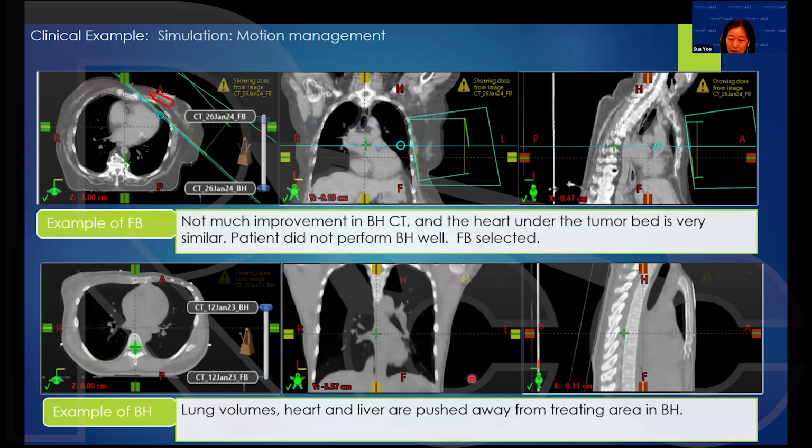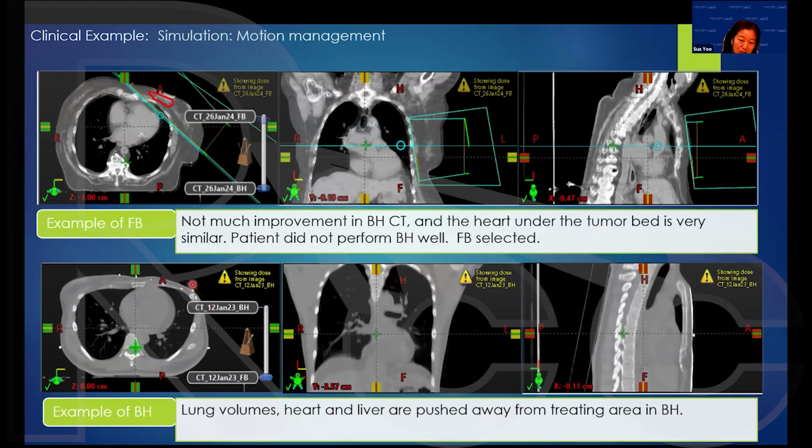I actually don't remember. Yes, okay. This was the left side patient. I see some of the scar marks on here.